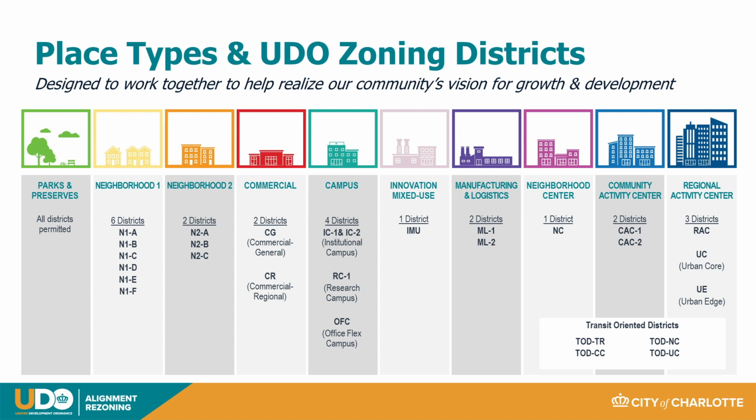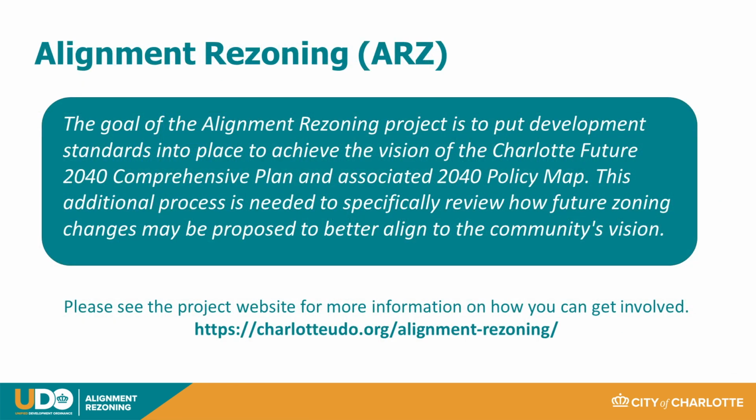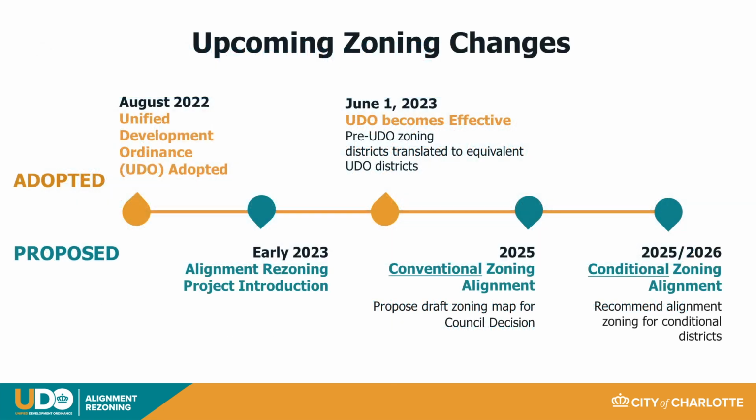Place types will inform alignment rezoning because place types and the UDO zoning districts were designed to work together. For each of the 10 place types, there is one or several zoning districts that codify the guidance within the place type. Many other standards in the UDO are also based on place types, but not tied to the zoning districts. The Alignment Rezoning Project will put development standards in place to achieve the vision of the Comprehensive Plan and Policy Map. It is an additional step and is needed to review how future zoning changes can best be aligned with the community's vision for future growth and development.